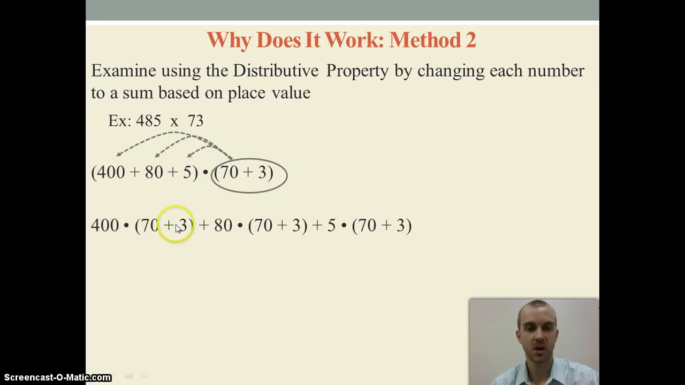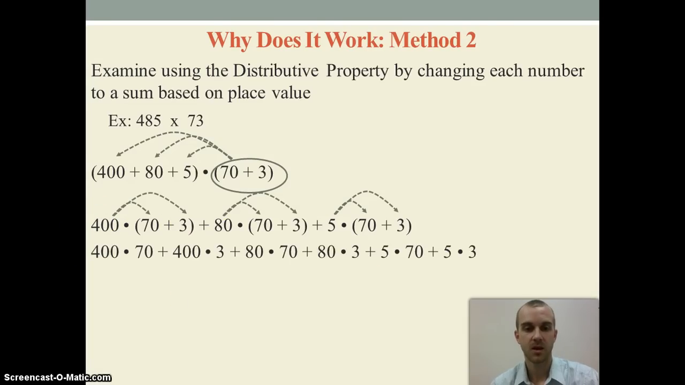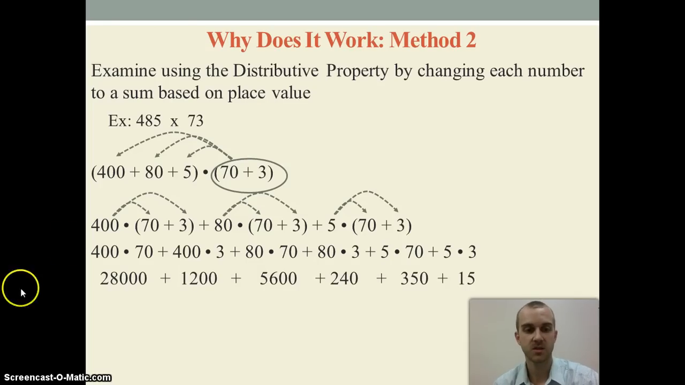Then I get 400 times the quantity 70 plus 3 plus 80 times the quantity 70 plus 3 plus 5 times the quantity 70 plus 3. And now I just do my second distribution. And if I look at this and I look back at the partial sums multiplication algorithm, I'll see that I end up with the exact same values: 28,000, 5,600, 1,200, 240, 350, and 15. All those are showing up in that partial sums, and this is why. So when I simplify, again, I would end up with 35,405.